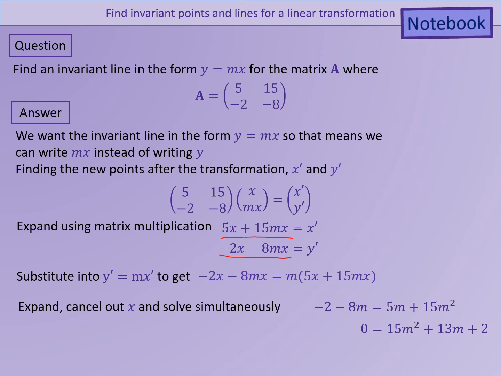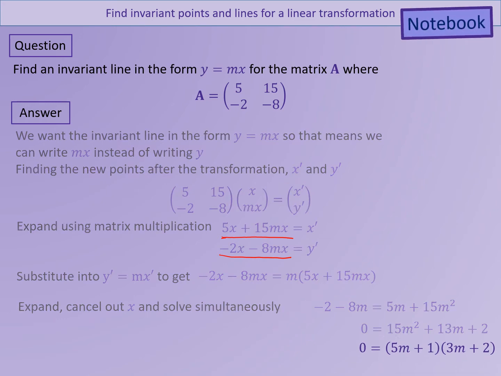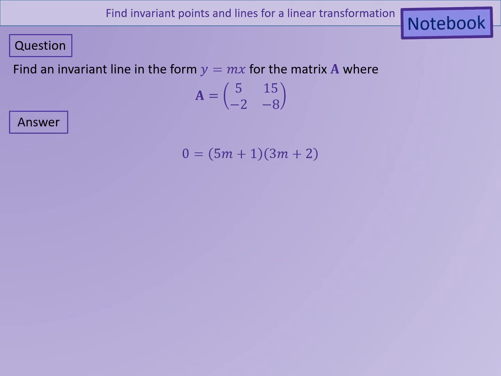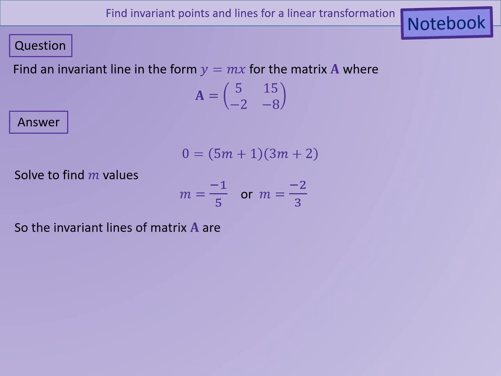So that is going to give us 15m squared plus 13m plus 2 equals 0. That has got 2 roots. It factorises into (5m plus 1)(3m plus 2) equals 0. So we're now at the point where we've got this quadratic. It's going to have two solutions. The two solutions are m is -1/5 or -2/3.